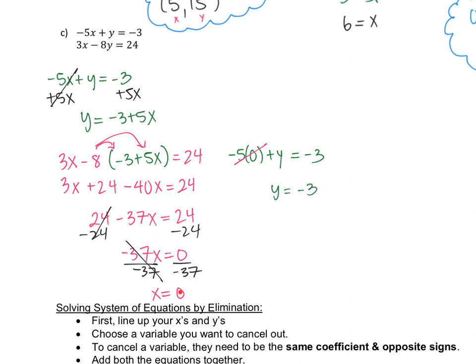And so I have my x, I have my y. I can write this as a coordinate. And so that would be 0, negative 3. And because it's one coordinate here, this is going to be one solution.